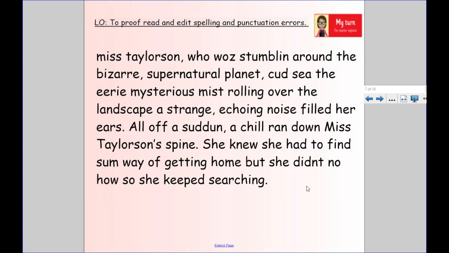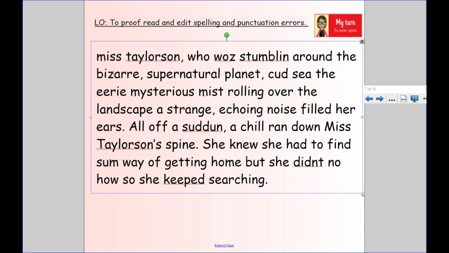It's my turn now, Year 5. Here is the first paragraph from my narrative from last week that we've written, all about my escape from the planet I was mysteriously transported to. I'm going to read through first and check for things like my capital letters. So, I'm going to start here. Miss Taylorson, who was stumbling around the bizarre supernatural planet, could see the eerie mysterious mist rolling over the landscape.